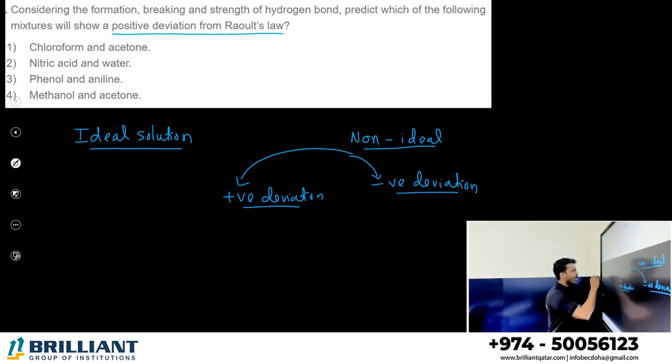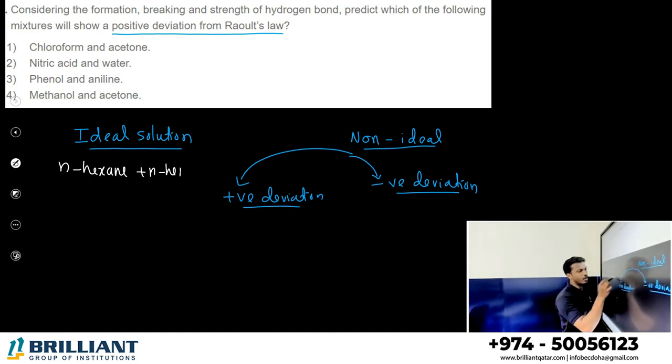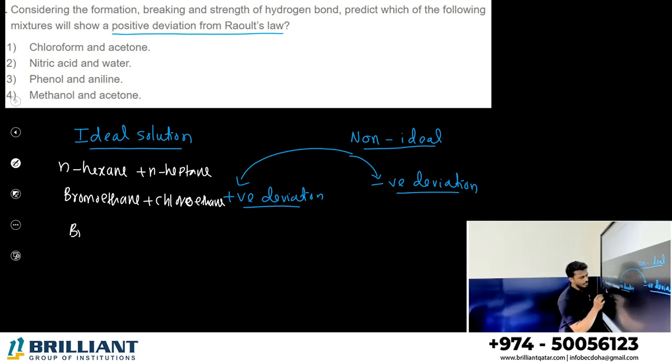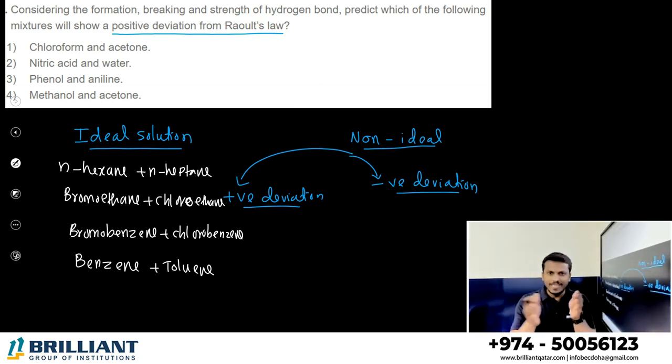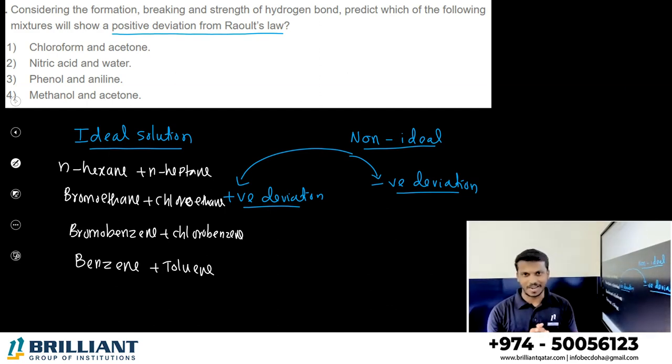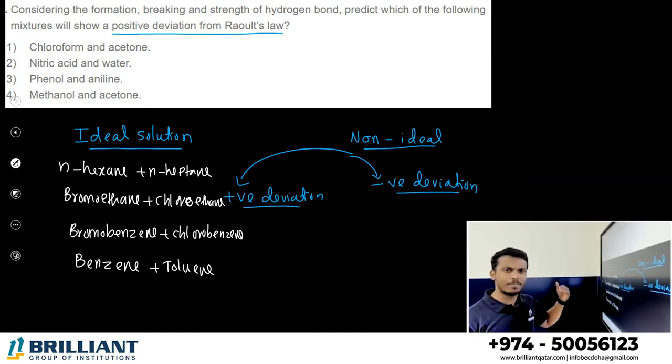Let's go to the examples. Ideal solution examples: normal hexane mixed with normal heptane, bromoethane with chloroethane, bromobenzene with chlorobenzene, ethyl chloride with methyl bromide, and benzene with toluene. You can see that the combining components have almost similar molecular mass. There is no large difference in molecular mass. These are the ideal solution examples you have to remember.